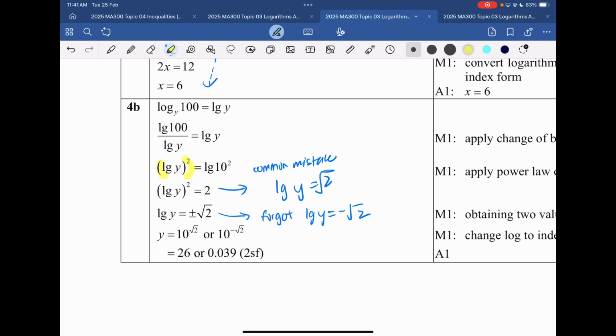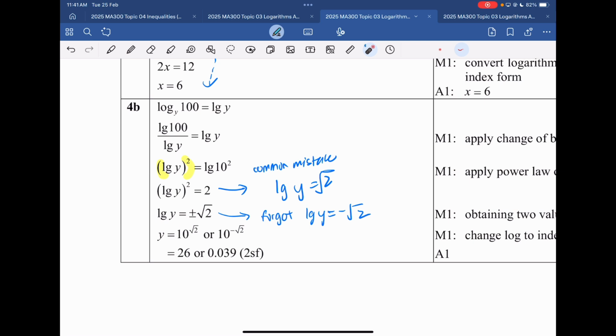Clear so far? Just remember, a lot of students, when they did this assignment, they forgot to plus minus. So when you square root both sides, remember to take plus and minus, so you can get 2 answers. How come log y square is not the same as 2?